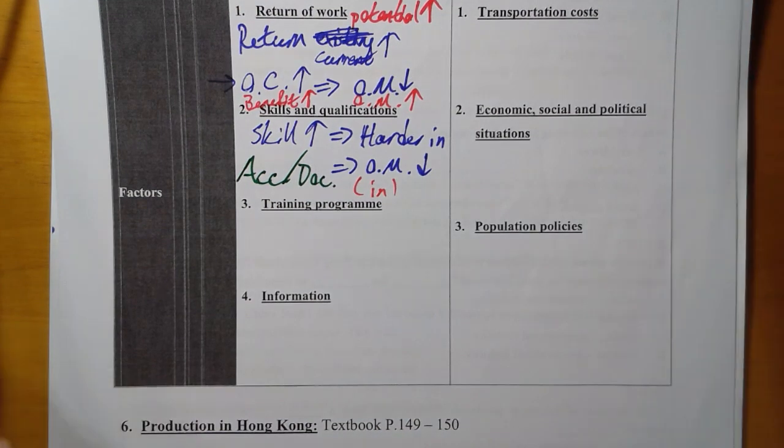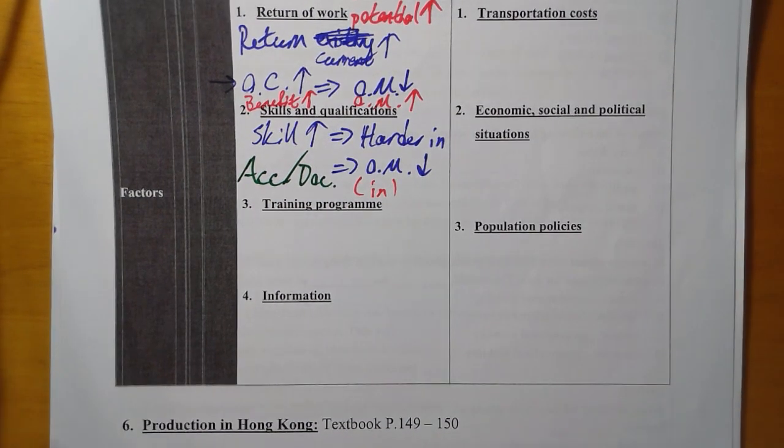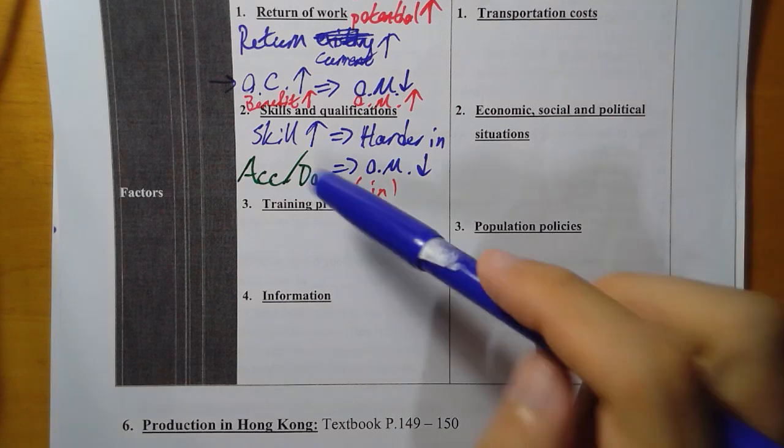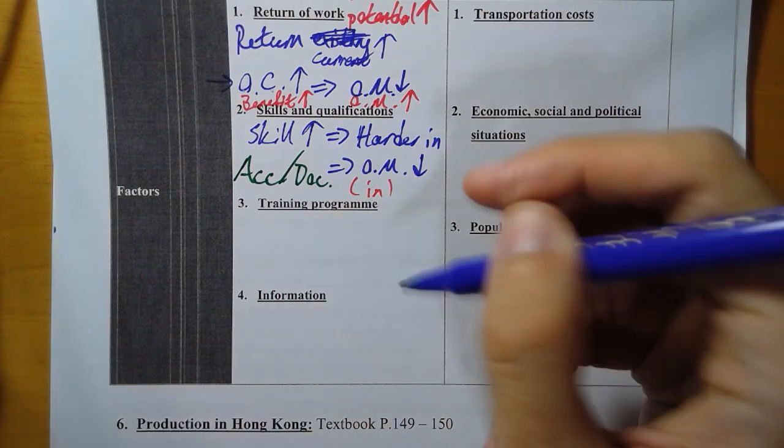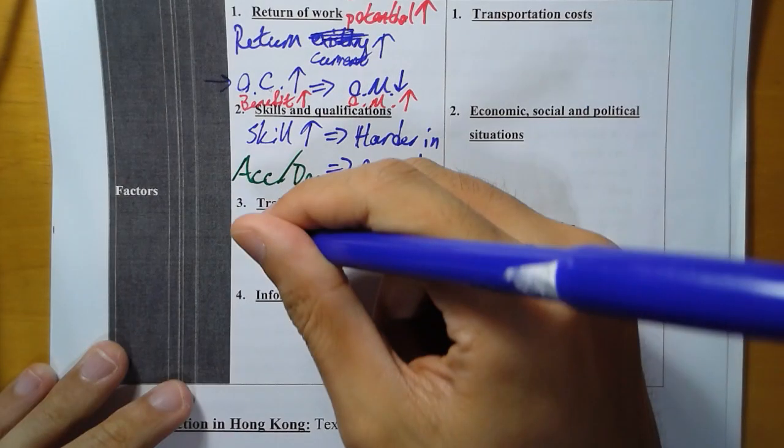Quite difficult to get in. 唔係你想入就入啊，係咪啊？Because there are skills requirement, there are professional qualification requirement. 唔係你想入㗎嘛。Alright, so for these jobs, the occupational mobility would decrease because it's hard to get in. Alright, now training program. Now here we say training program with some retraining.